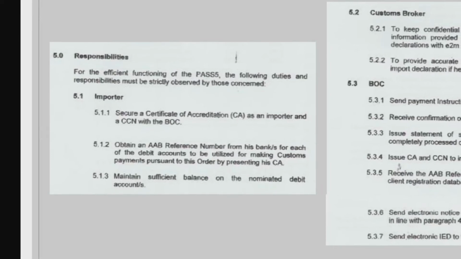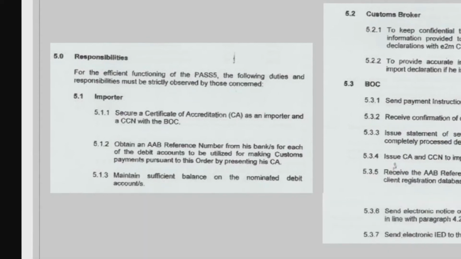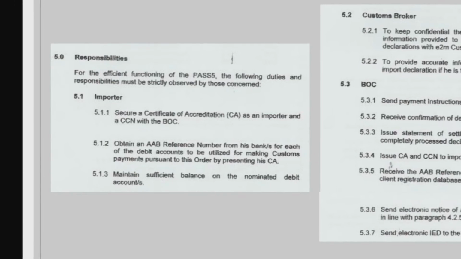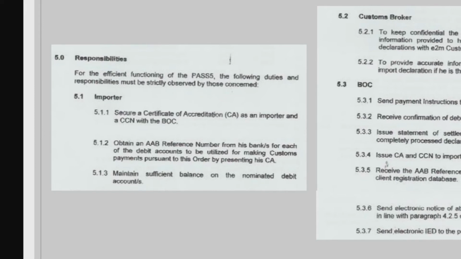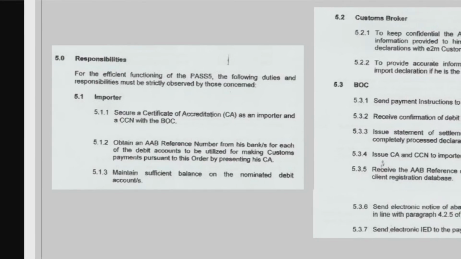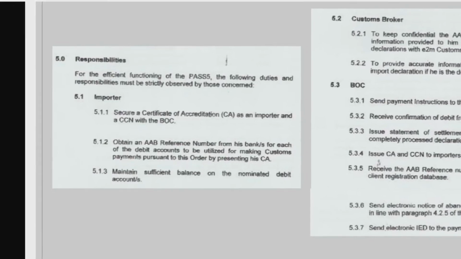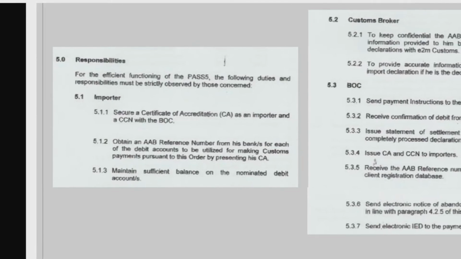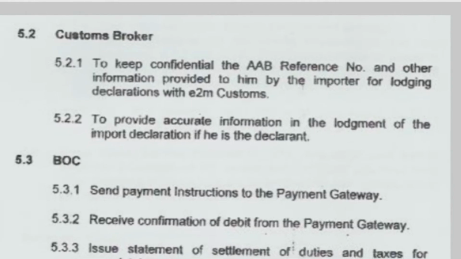The importer should also have, again, a debit account from the authorized agent bank, and then the authorized agent bank will give them an authorized agent bank reference number for each of the debit accounts that the importer opens in their bank. The importer should also maintain a sufficient balance on the nominated debit accounts. There should be a sufficient amount to pay the duties and taxes due on his or her shipment. What are the responsibilities of the customs broker?